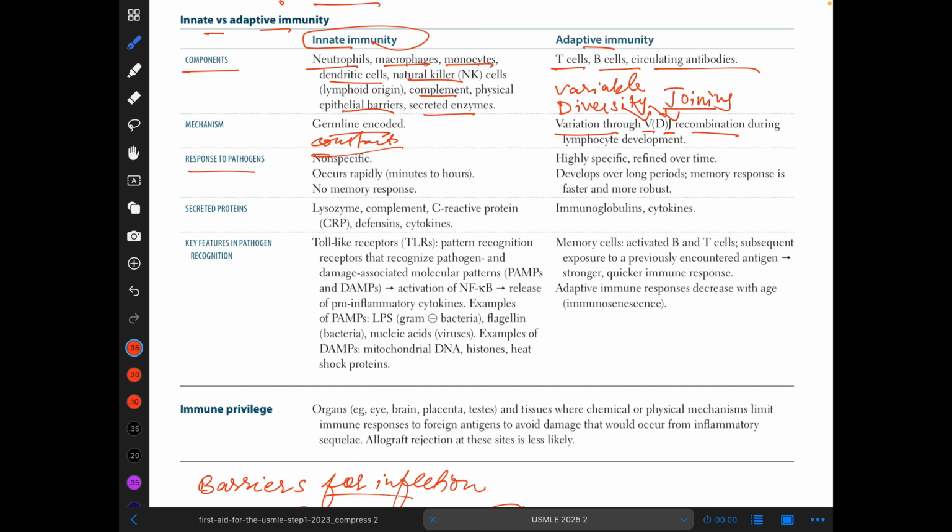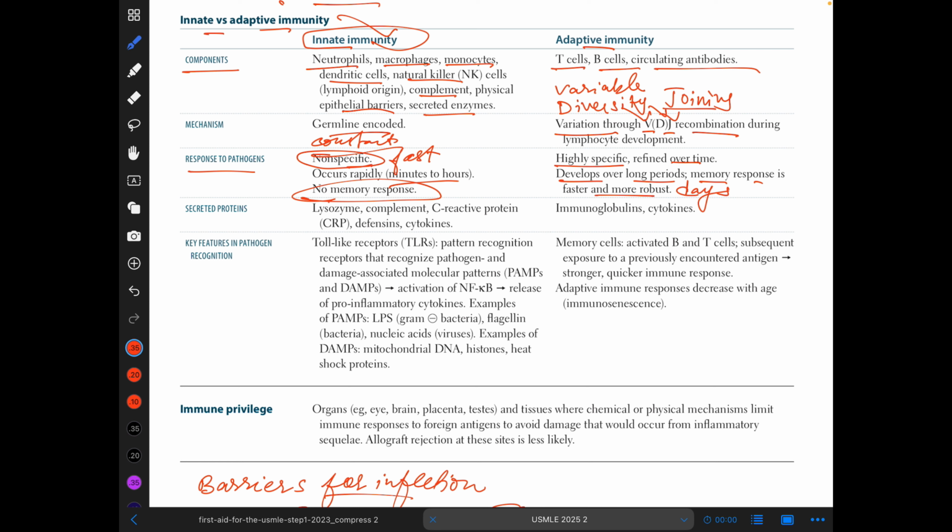Now, response to pathogen. Innate immunity is a non-specific response, but adaptive is highly specific and refined over time. Innate is a little bit fast; it responds within minutes to hours. Adaptive is a little bit slow and develops over long periods, maybe days and weeks. Innate has no memory and adaptive has memory. And when there is a memory, the response is faster and more robust.